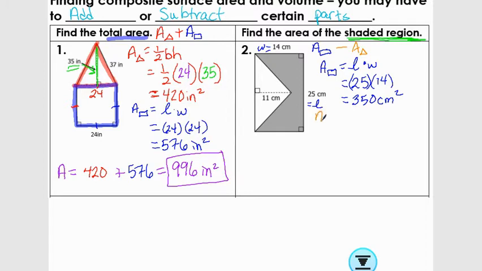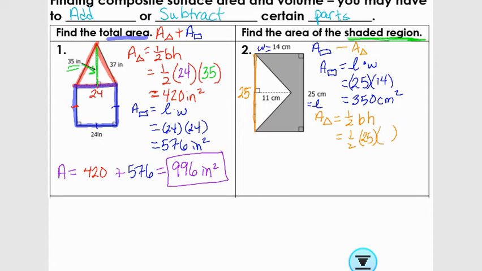Okay, so we need the area of that triangle. We also know the formula for area of a triangle. It's just 1/2 base times height. That's on your formula card. The base of that triangle is just the other side of the rectangle. So if this side is 25, we know this side is 25 because opposite sides are congruent for rectangles. So I'll plug 25 in for the base of the triangle.